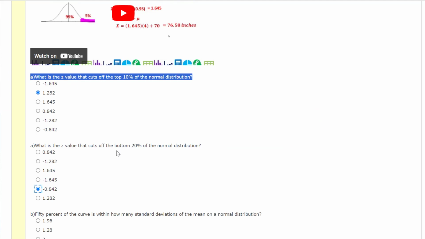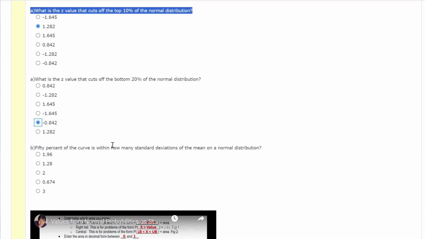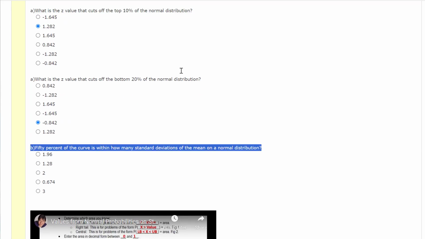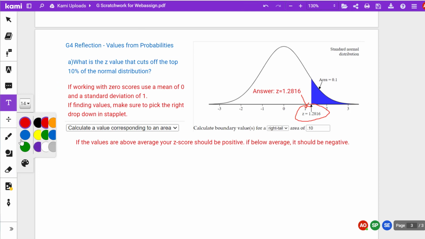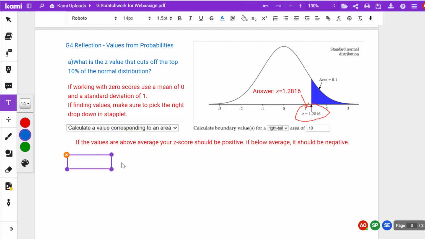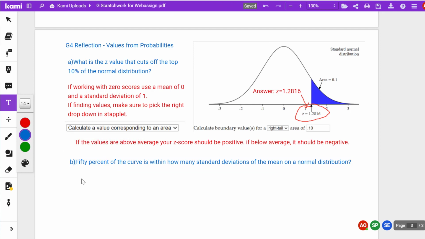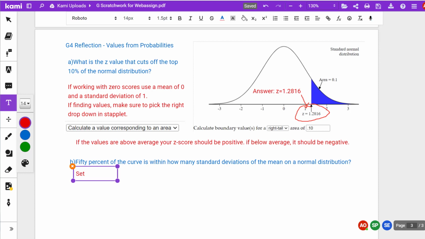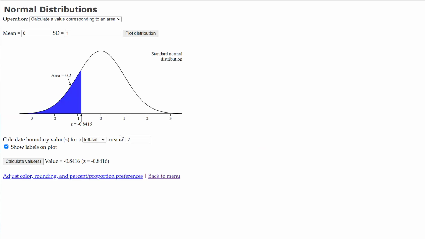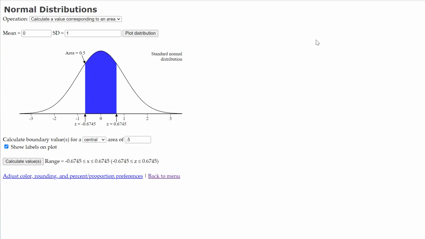And then 50% of the curve is within how many standard deviations? So let's do this one. This one's a more challenging one. All right, so I don't think you need me to do problem 2 there. All right, so 50% of the curve. So what we need to do is basically set middle or central area. So we're going to select central area, because this is an option, and you want 50%, 0.5, calculate values, and there you go.